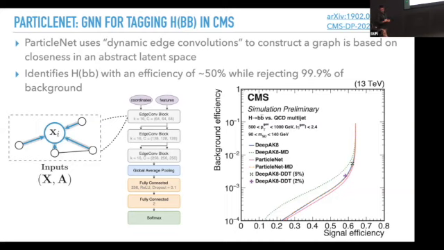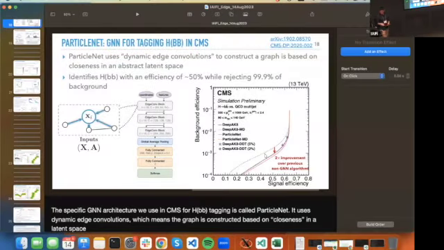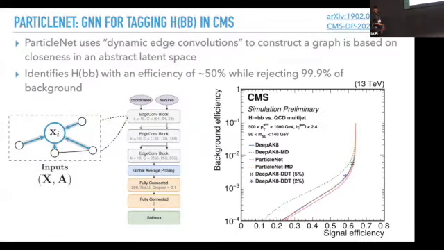What we find with this kind of algorithm is that it can identify these Higgs to bb jets with very good efficiency: 50% efficiency, so true positive rate, while rejecting 99.9% of the background, so a 0.1% false positive rate. The other thing we see is that it improves on previous algorithms, which were not based on GNNs but on convolutional models and the like, by a factor of 2 in the false positive rate. So clearly they're learning something valuable.